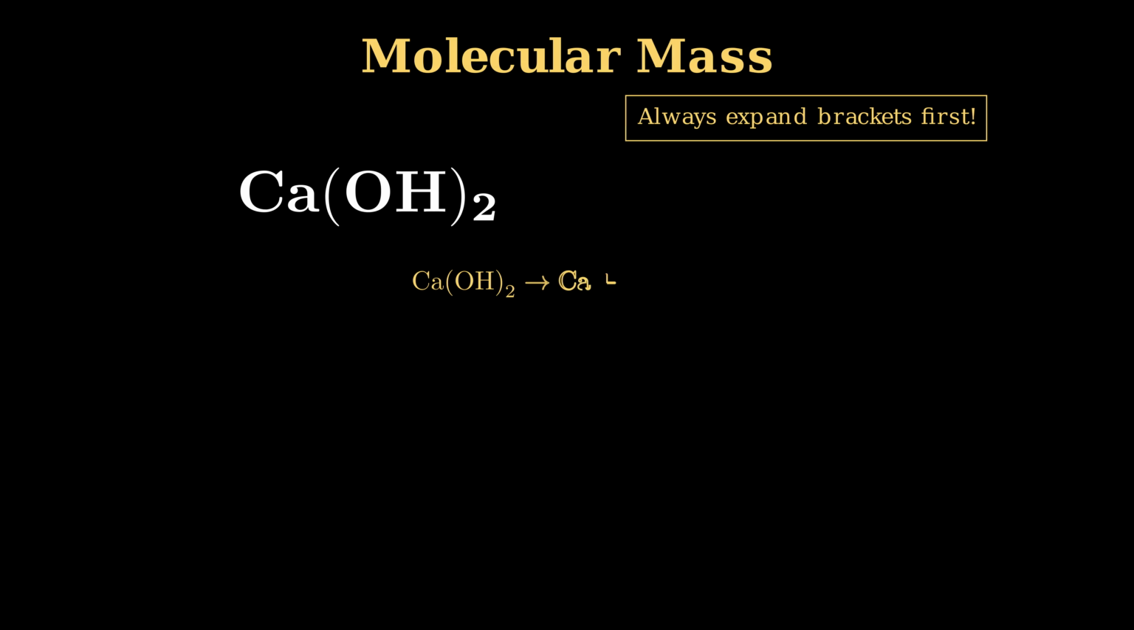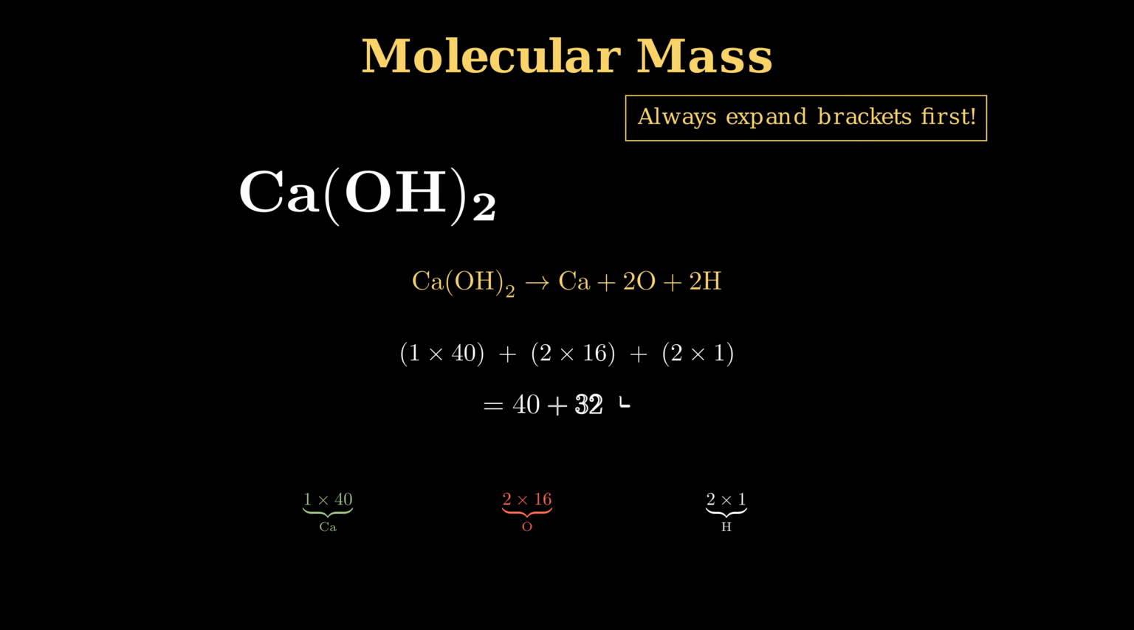Calcium hydroxide, Ca(OH)2, 1 calcium. But the OH group appears twice, giving 2 oxygen and 2 hydrogen. So 40 plus 32 plus 2 equals 74 AMU.